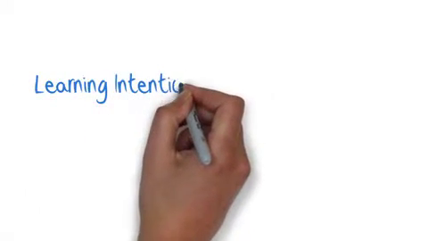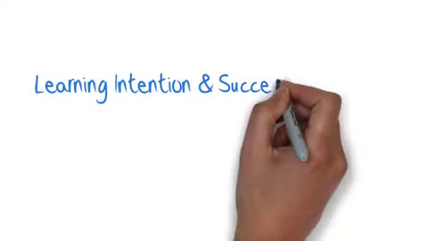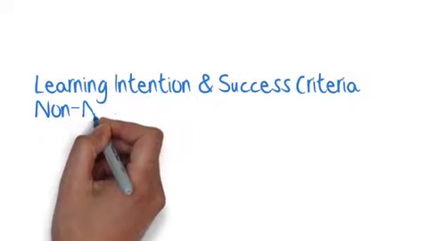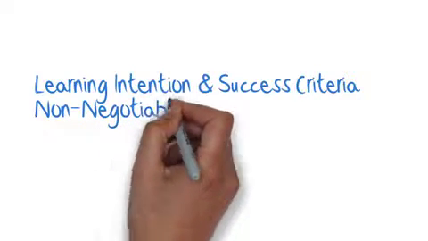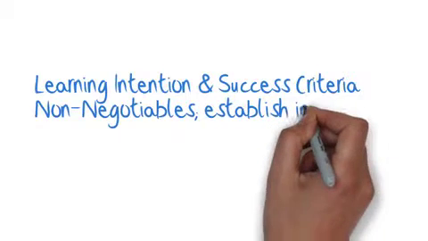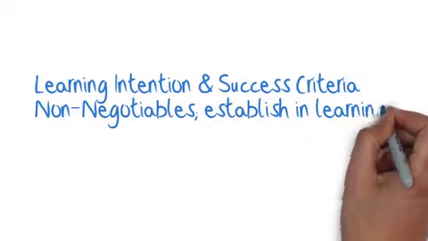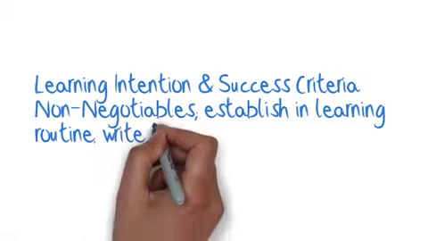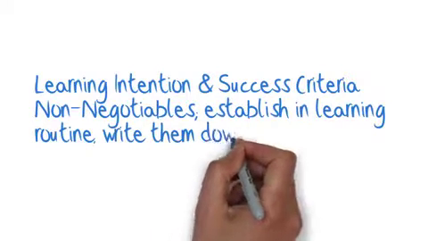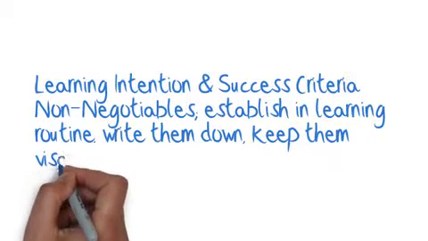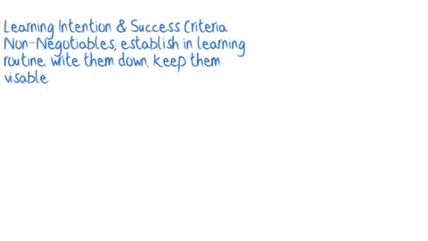An effective learning intention and success criteria can make a big difference in the learning outcomes of a lesson or a series of lessons. There are a couple of non-negotiables when using learning intention and success criteria that will make all the difference. First of all, you will need to establish that there will be a learning intention and success criteria every lesson, that students need to write them down in their books or devices, and that they need to stay visible throughout the whole lesson.